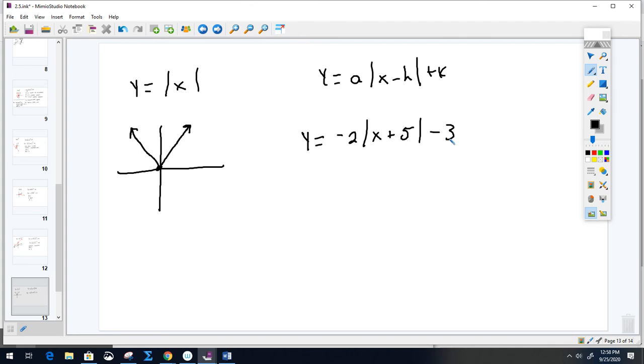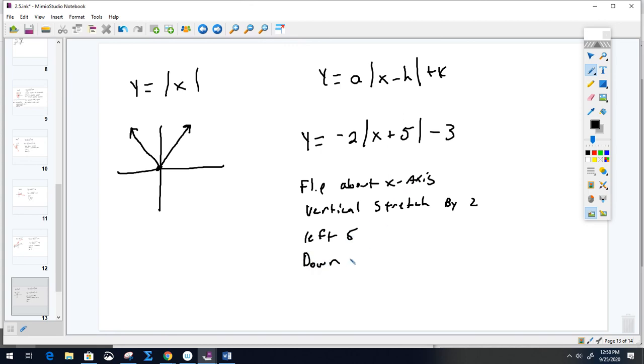So you give an example like this. What does a do? Well, it's negative, so it's going to flip about the x-axis. Okay. It's a 2, which is greater than 1. Okay, the negative flips it. The 2 is what I'm looking at. It's greater than 1. So it's going to make it skinnier or vertically stretch it. So it's going to have a vertical stretch by 2. Okay, it's going to go left 5, and it's going to go down 3.